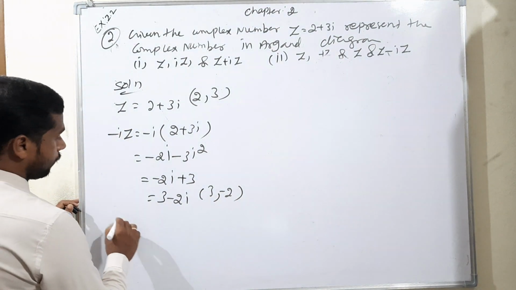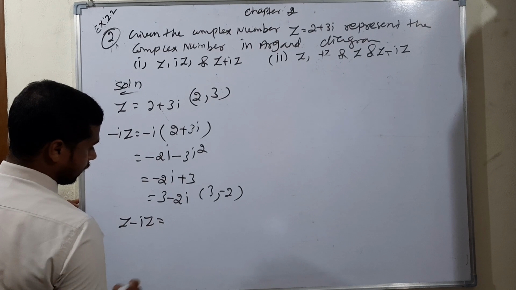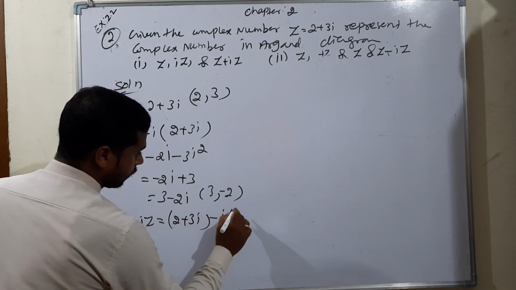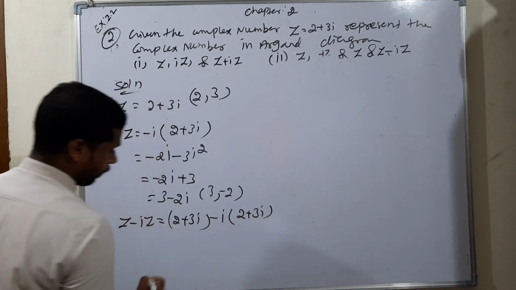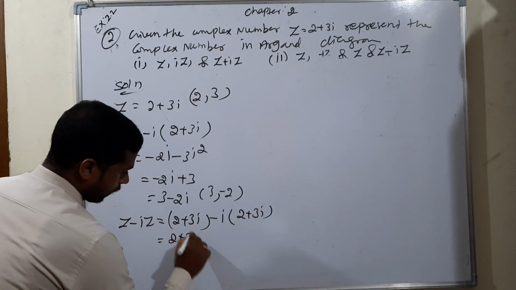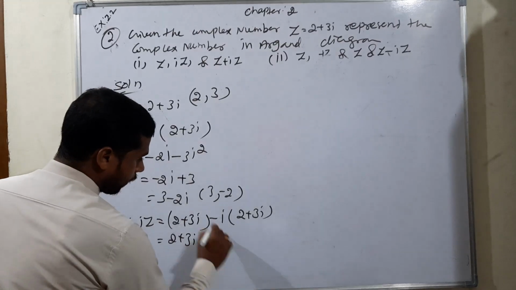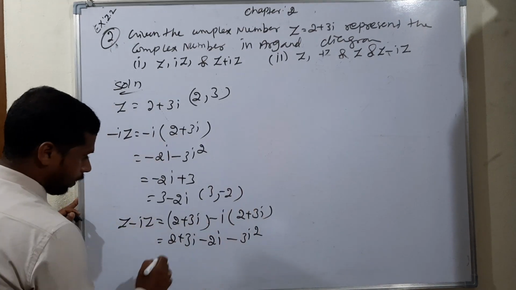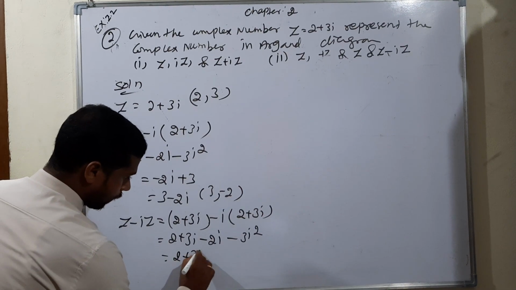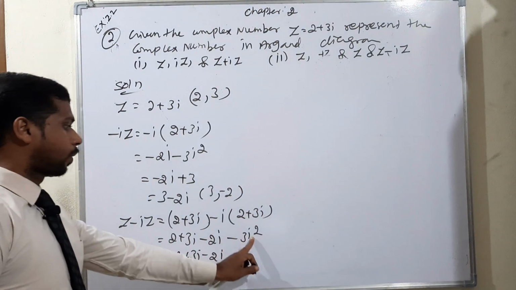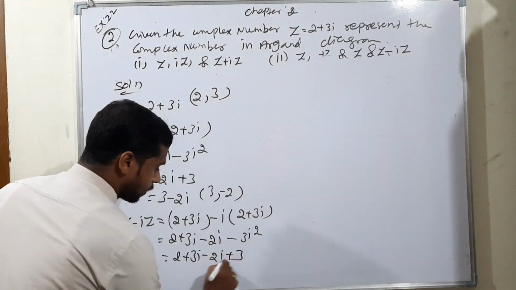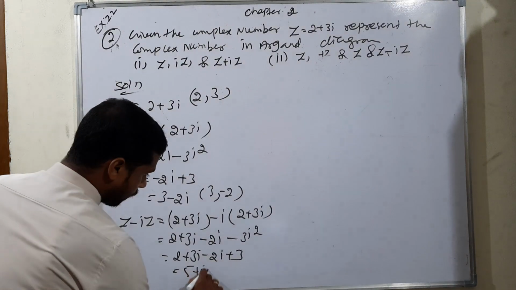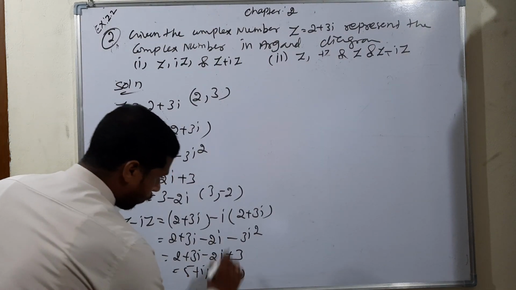Then the third one is z minus iz, isn't it? So z is equal to, we know, 2 plus 3i minus i into 2 plus 3i. Again 2 plus 3i, remove the bracket: minus 2i, plus, minus into minus, 3i square. Again 2 plus 3i minus 2i, i square means minus 1. Therefore plus 3. The answer will be 5. Plus 3i minus 2i means 5 plus i will come. That is the coordinate point 5, 1.